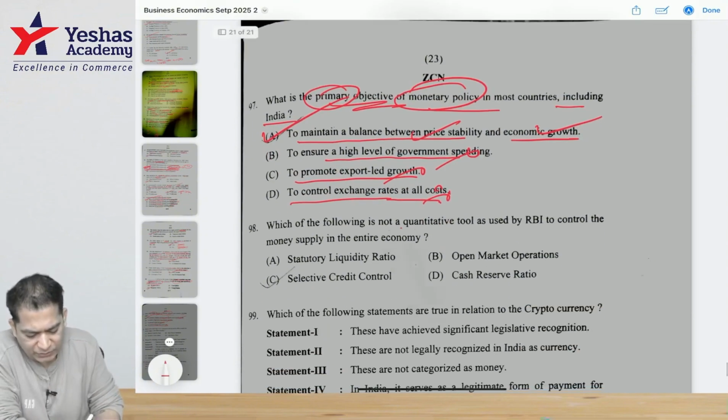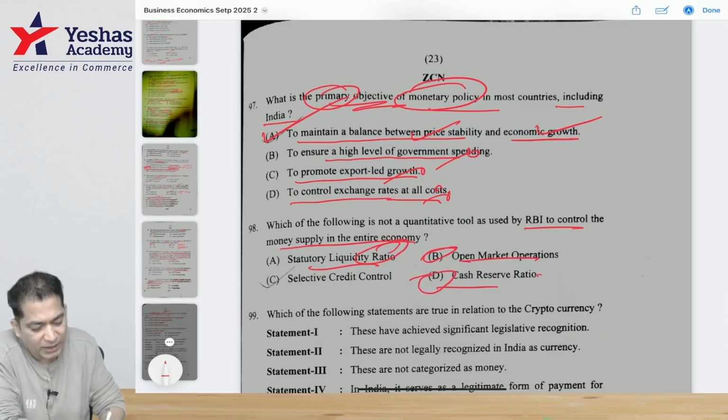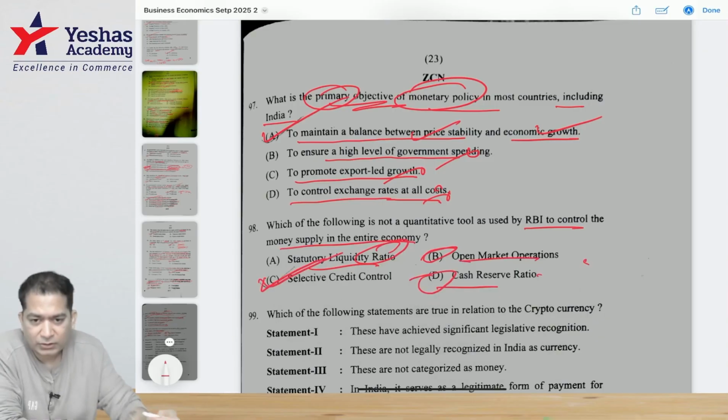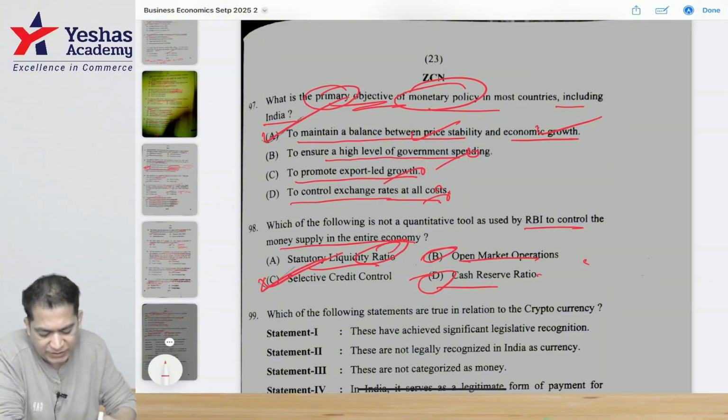Which of the following is not a quantitative tool used by RBI to control money supply? Statutory liquidity, open market operations, cash reserve ratio, these will all affect the money supply. These are all part of quantitative tools. Selective credit control, that is a part of qualitative tools. So C is the answer here.